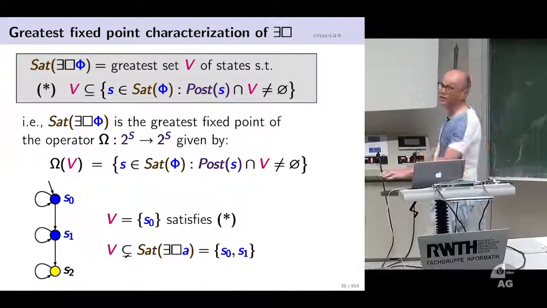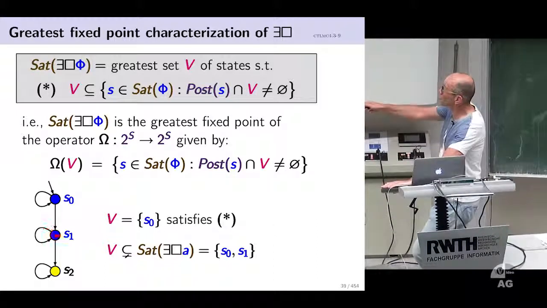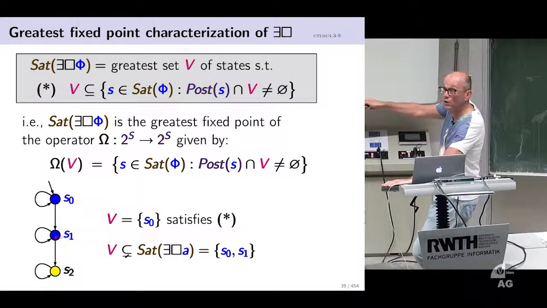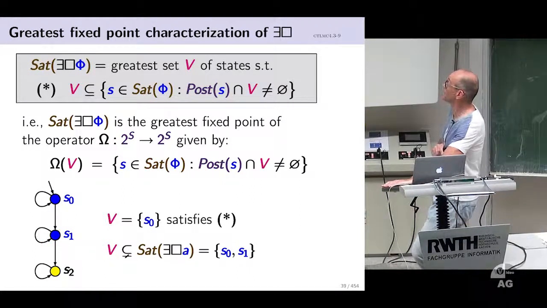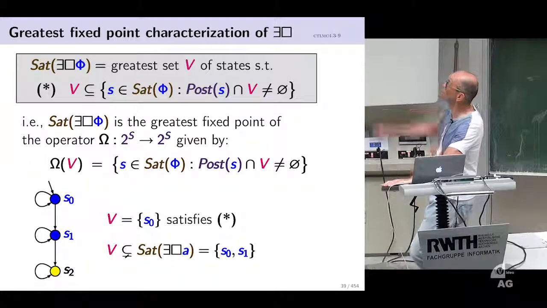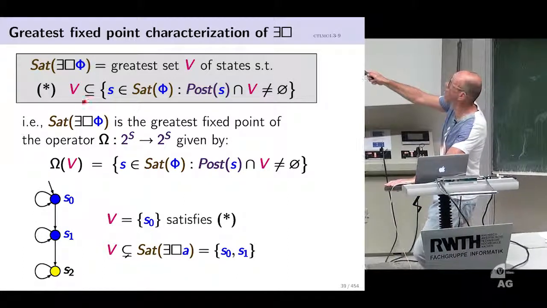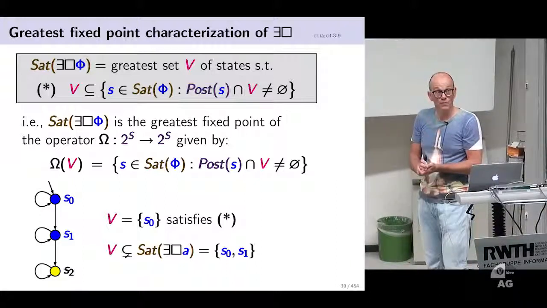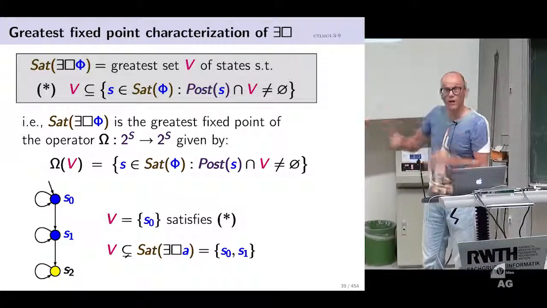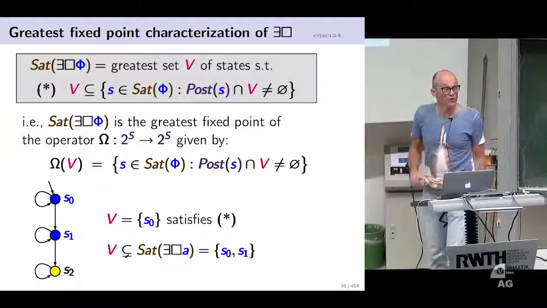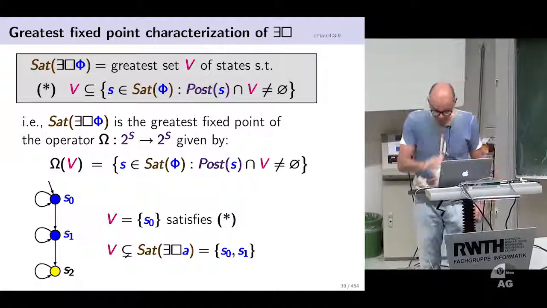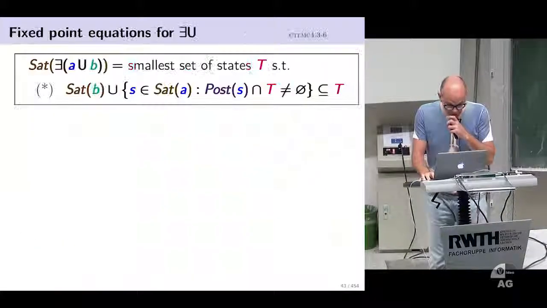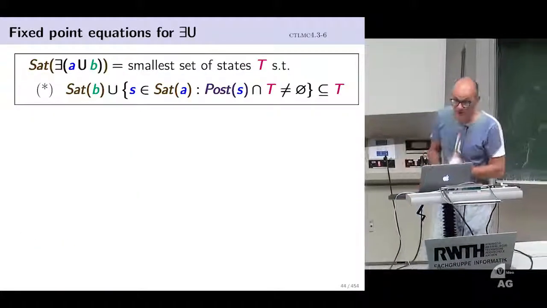But this is not the set of states satisfying the formula, because of course also S1 satisfies the formula. There exists a path which is completely blue by just taking the self loop. So we're not interested in just an arbitrary set satisfying this criterion, but we're interested in the largest set. We need to include in this example S1, because S1 also satisfies this formula. Good. I'm going to skip the weak until because that's not so much important.